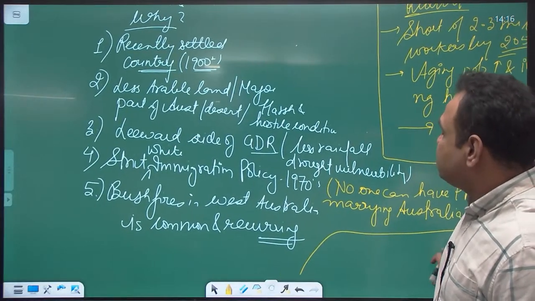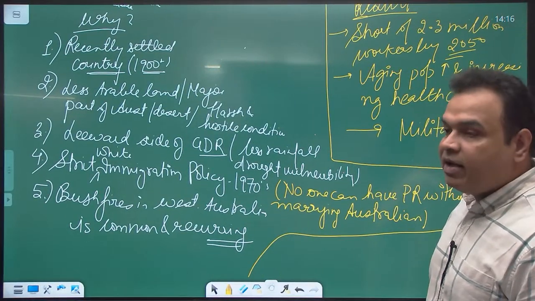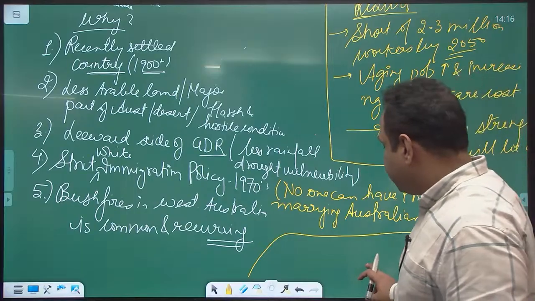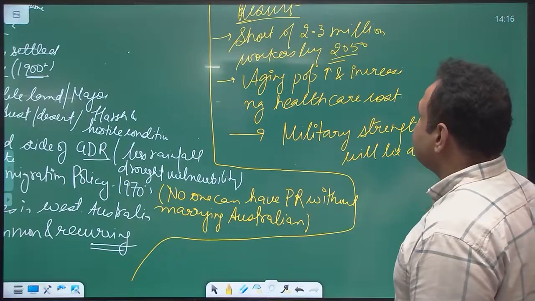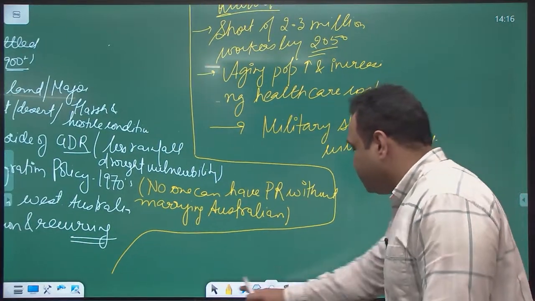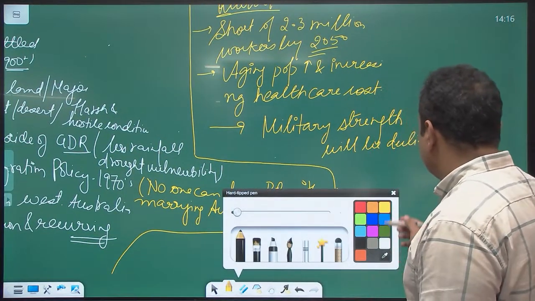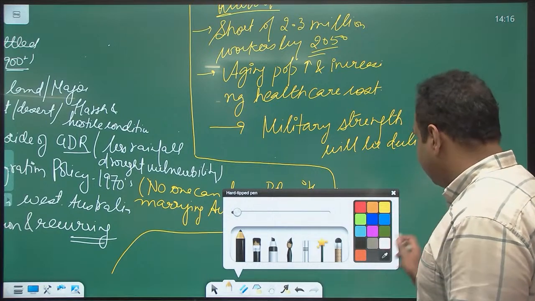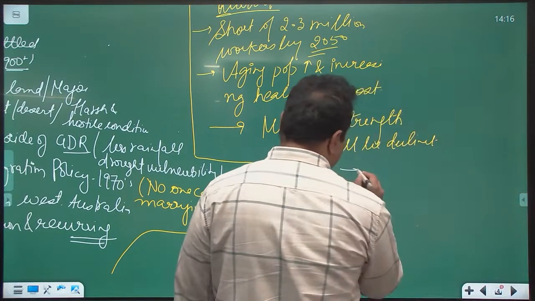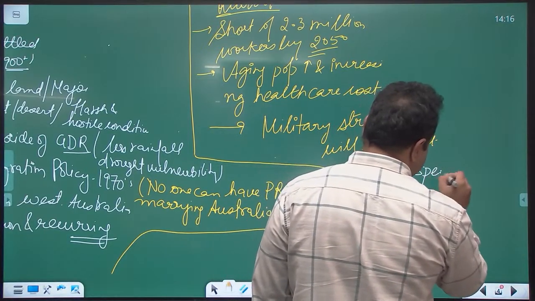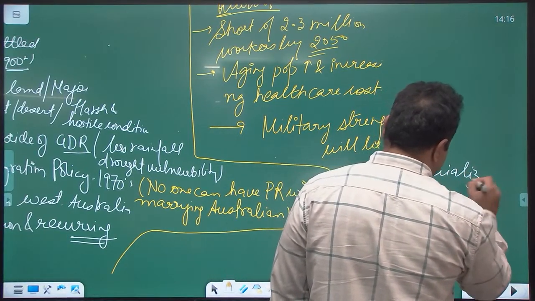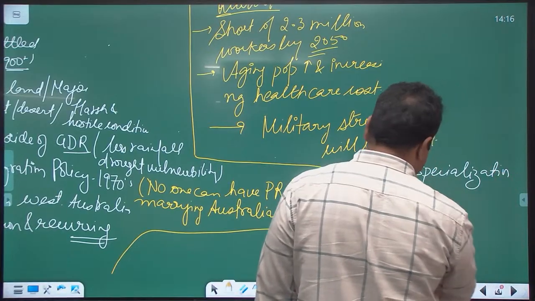बुश फायर्स इन वेस्ट ऑस्ट्रेलिया इज कॉमन एंड रिकरिंग. हर साल हो रहा है, रिकरिंग. ठीक है. एजिंग पॉपुलेशन इज इंक्रीजिंग and that is also increasing the healthcare cost. Military strength is also declining. Plus there is a loss of specialization of labors.